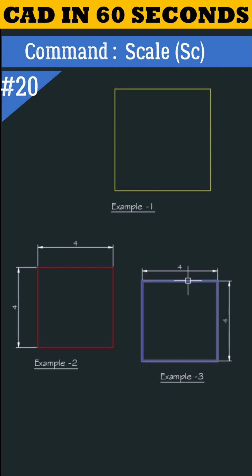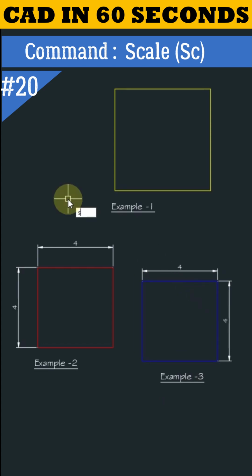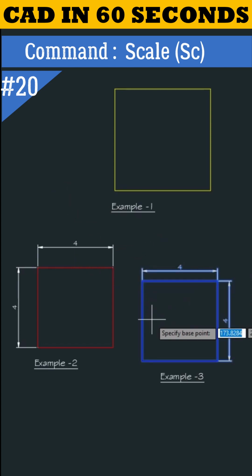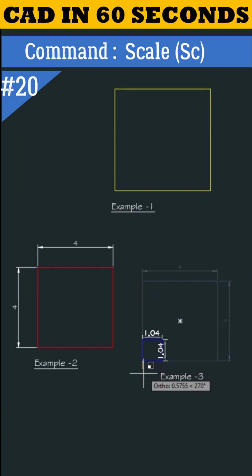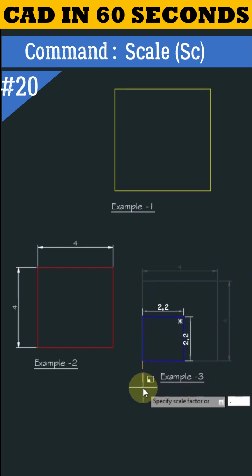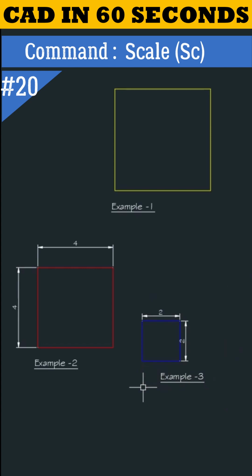In this example, I want to reduce the size from 4x4 to 2x2. Type the scale command, press enter. Select the object. Press enter. Left click here for the base point. Now give the value 0.5, press enter. That's it. We can see the size is decreased and it became half of the original size.